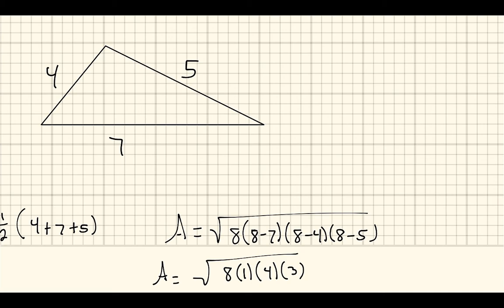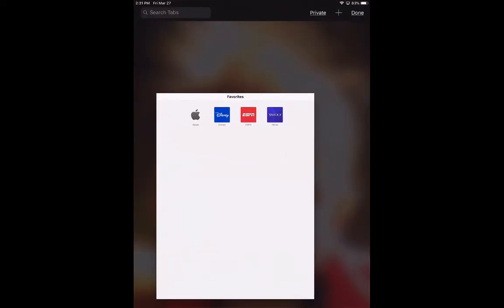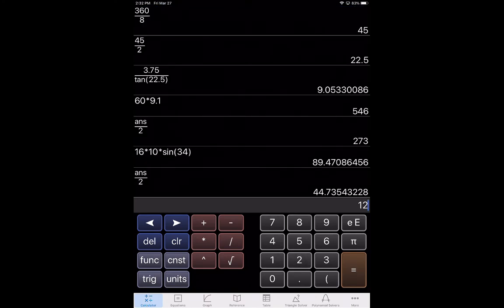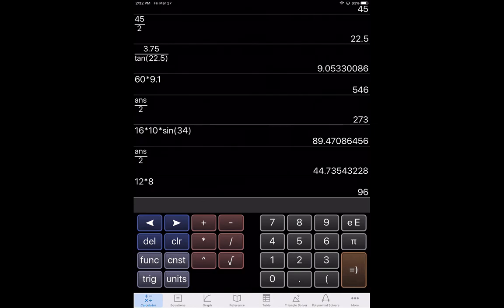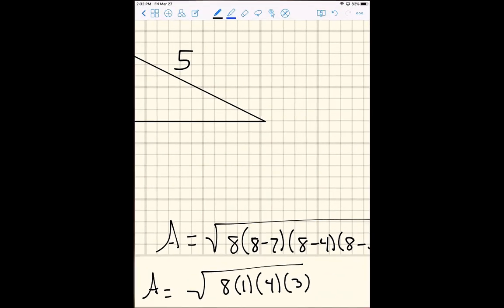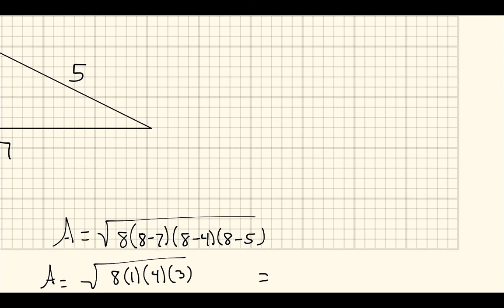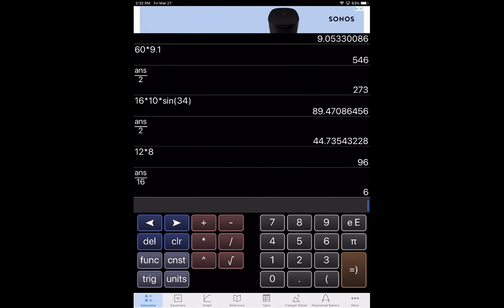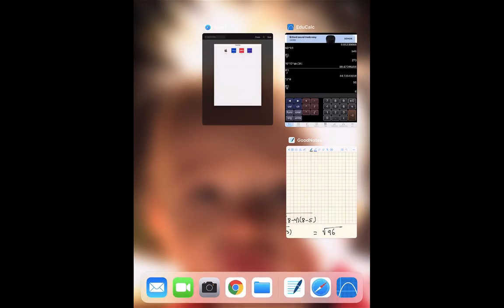So let's do 8 times 4 times 3. That's a 12 times 8. What is that, 96? Okay, 96. So that's not quite my answer. We have the square root of 96, which is, let's think, is that divisible by a perfect square? Is it divisible by 16? It is. 96 breaks down to 16 and 6.